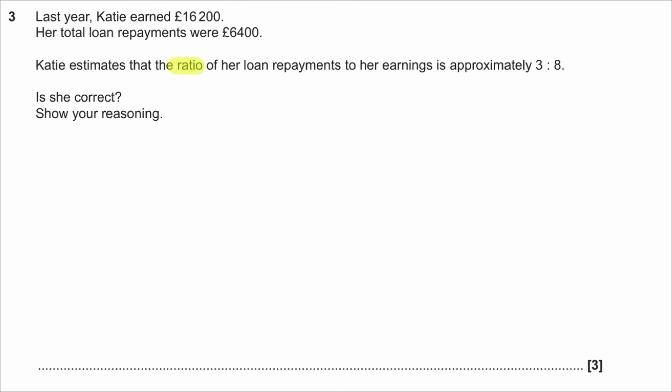So we're looking at the ratio of her loan repayments, which is this one over here, £6,400, to her earnings, which is £16,200. Okay, so I'm going to call loan repayments L, and earnings E. So we've got the ratio of the loan repayments to the earnings, so that's going to be the ratio 6,400 to £16,200. Now, we've got to simplify this, and it should be roughly equal to 3 to 8.